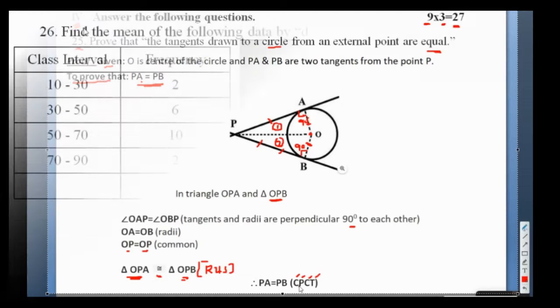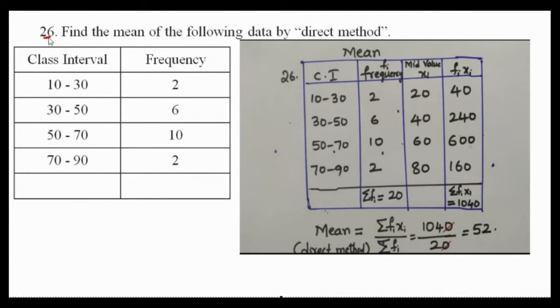Hence, we proved the theorem. 26th question of option. In the option, first they asked mean and mode. We'll discuss mean first. Find the mean of the following data by direct method. The class interval is given as 10 to 30, frequency 2, 30 to 50, frequency 6, 50 to 70, frequency 10, 70 to 90, frequency 2.